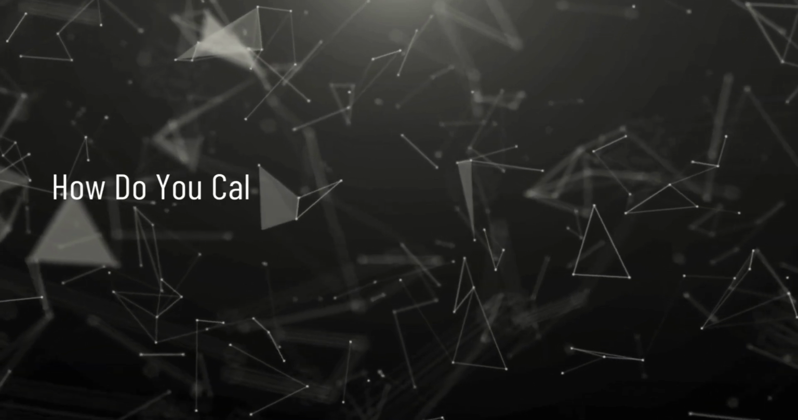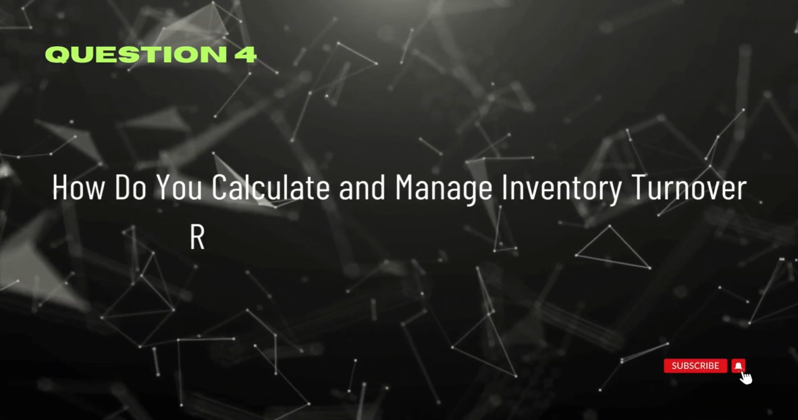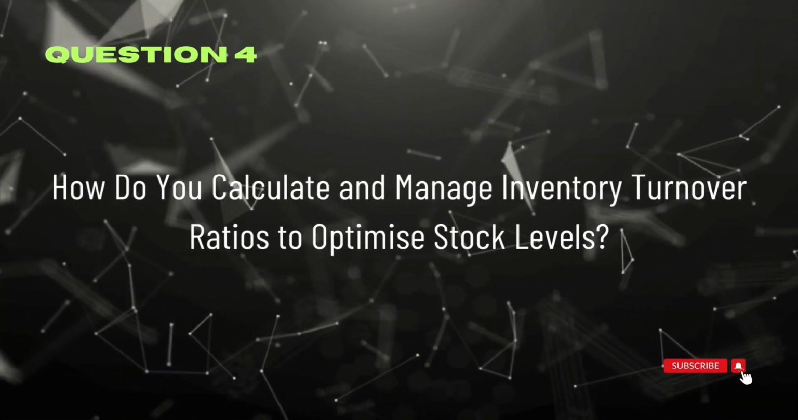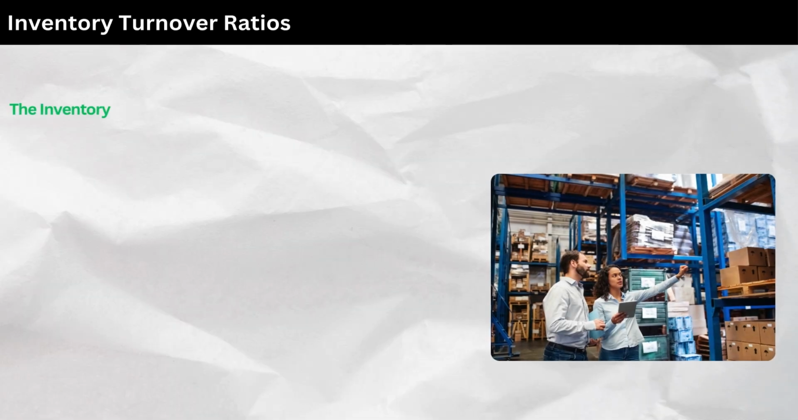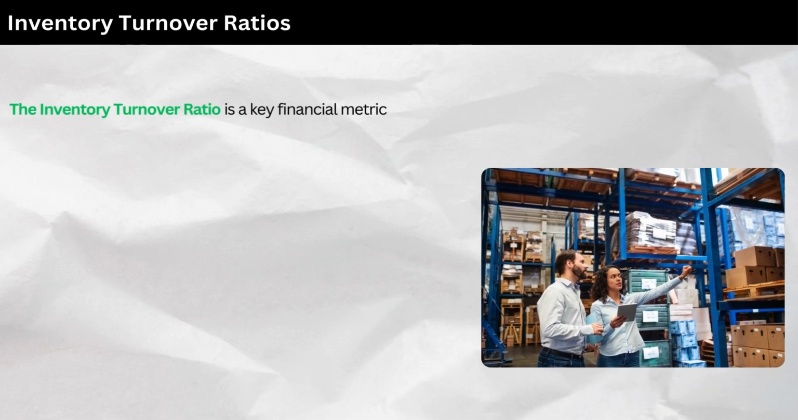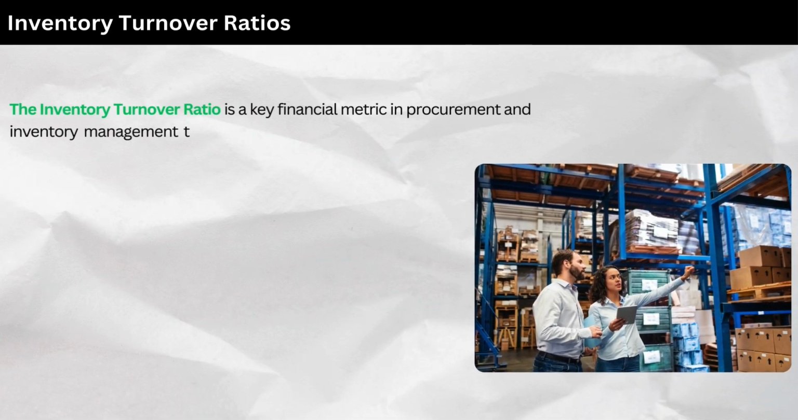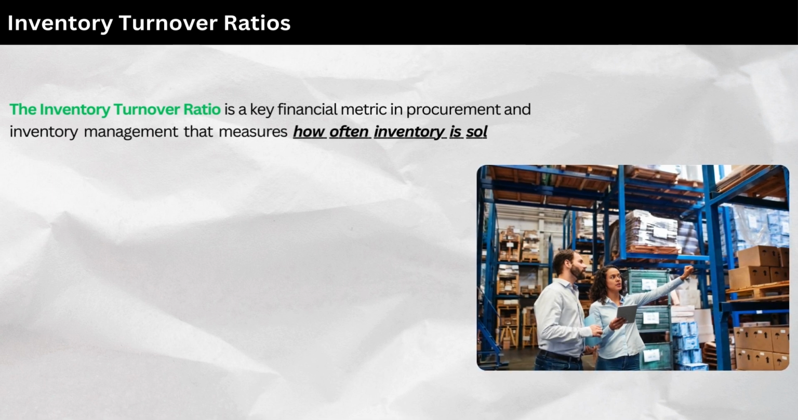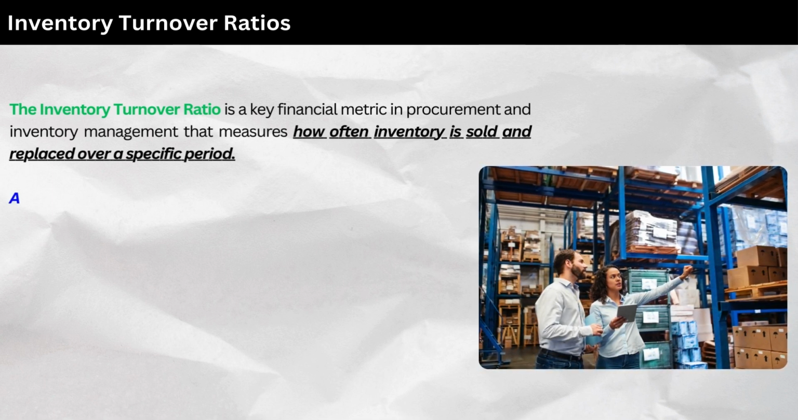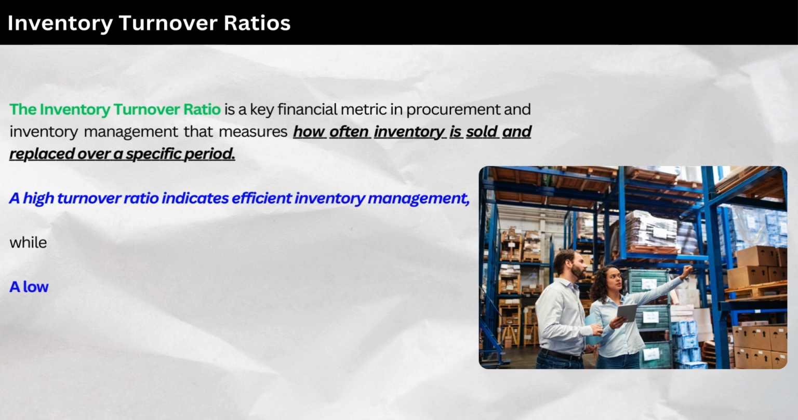Question 4. How do you calculate and manage inventory turnover ratios to optimize stock levels? The inventory turnover ratio is a key financial metric in procurement and inventory management that measures how often inventory is sold and replaced over a specific period. A high turnover ratio indicates efficient inventory management, while a low ratio may suggest overstocking or sluggish sales.